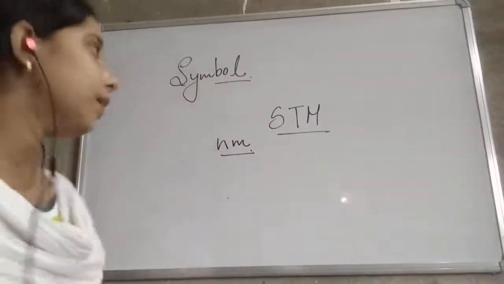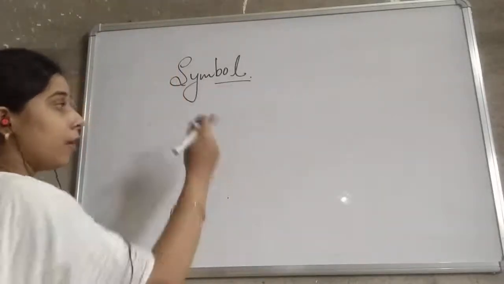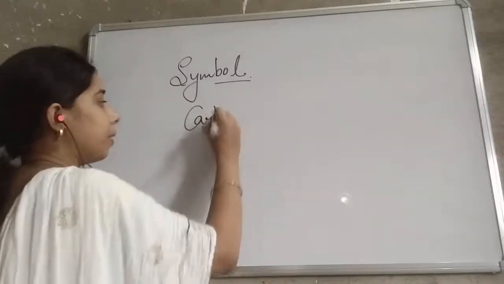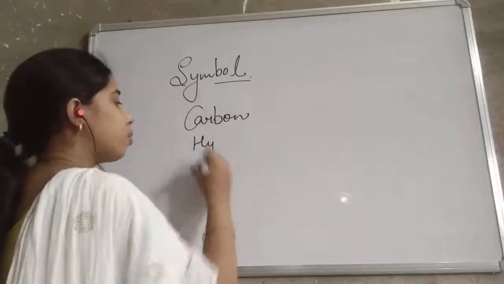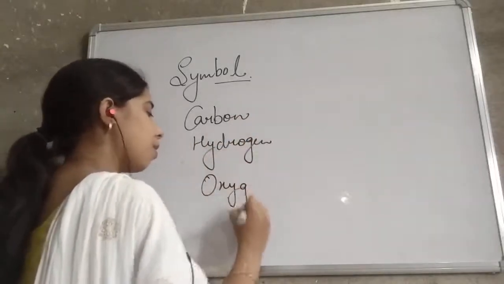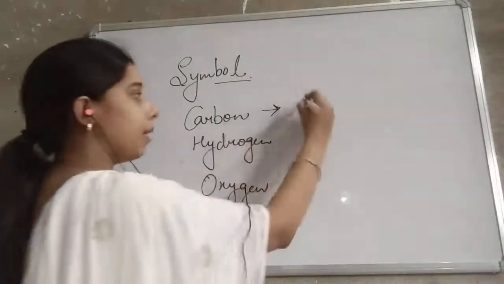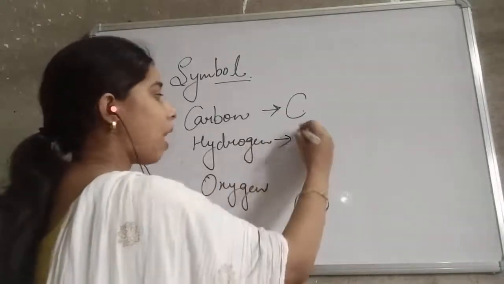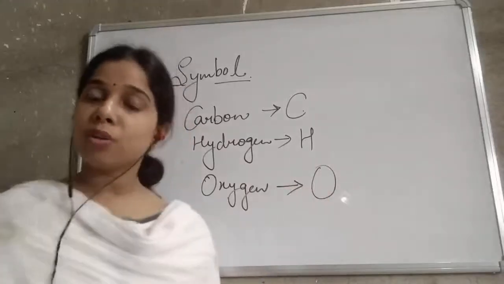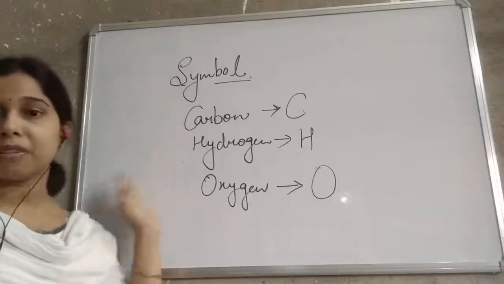There are some elements where we use the first letter of that element, like carbon, hydrogen or oxygen. The symbol of carbon is capital C. The symbol of hydrogen is capital H. The symbol of oxygen is capital O. So in the first group we take the first letter of the element as the symbol.